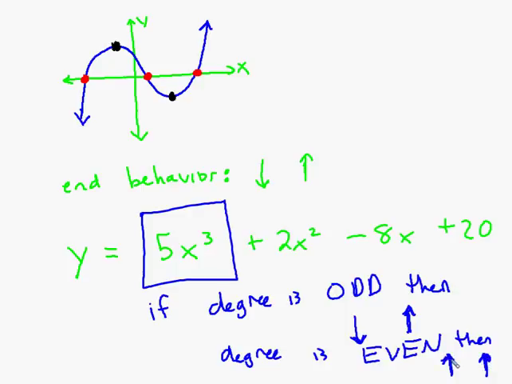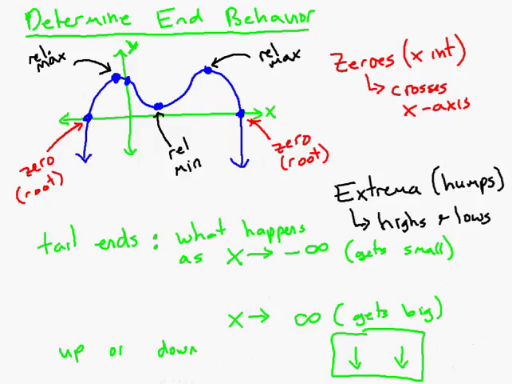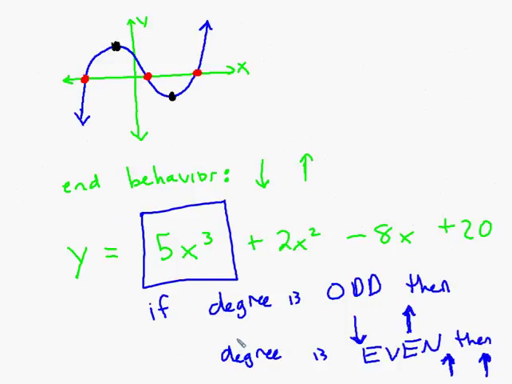But wait a minute, Mr. Kane. On your example in your drawing, you had two downs. Well, how does that happen? Well, that's where there's one more thing that we need to know. So that's how it starts out. So I look at this and I say, oh, it's cubed. That's odd. My tail ends are down and then up.